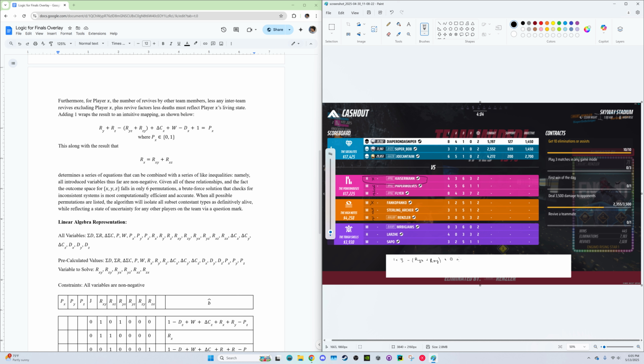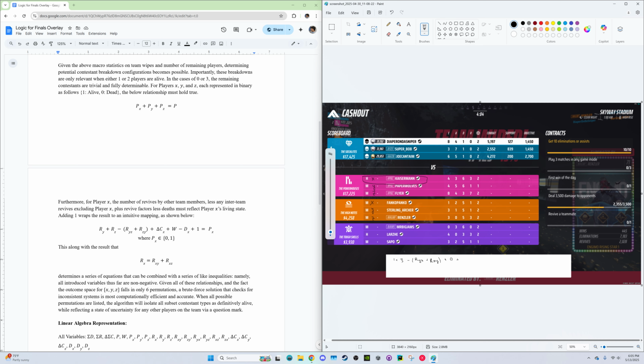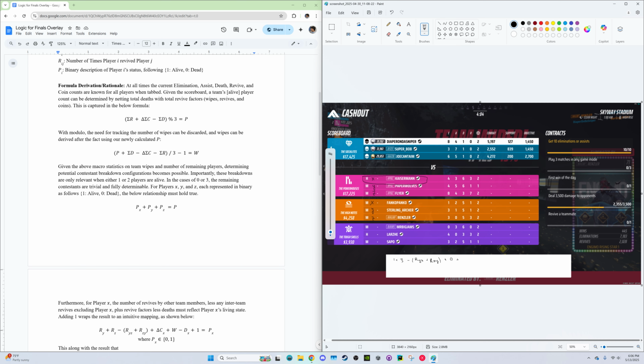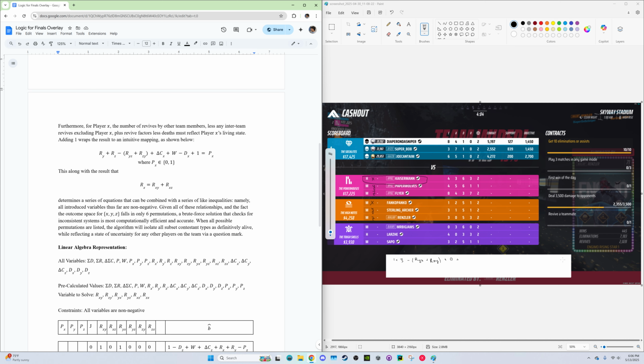The number of times they wiped. We did not actually calculate that yet, so that's also something important. We know there are 2 people alive on this team, right? So in the formula we do 2 plus the sum of deaths, which is 15, so that's 17 now, minus the change in coins, 0, minus the revives. The revives is 5, so 17 minus 5 is 12. 12 divided by 3 is 4, minus 1 is 3, so they wiped 3 times. I'm just going to write here W is 3 for later reference.